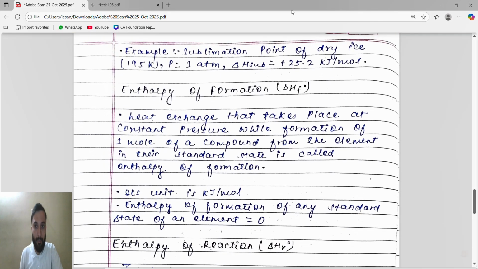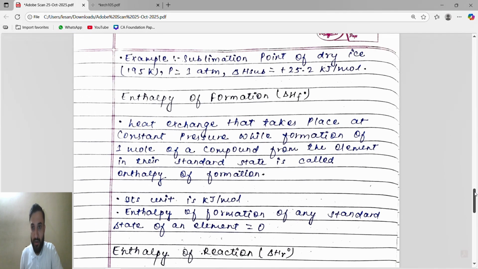Then next, the same example: the sublimation point of dry ice. The best example, solid to gas. Dry ice is at 198 Kelvin. Pressure at 1 atm, then delta H for sublimation is plus 25.2 kilojoule per mole. Again, plus means heat is given, minus means heat is taken out. Okay, so see, all of these are linked to each other. Enthalpy means the amount of heat required.